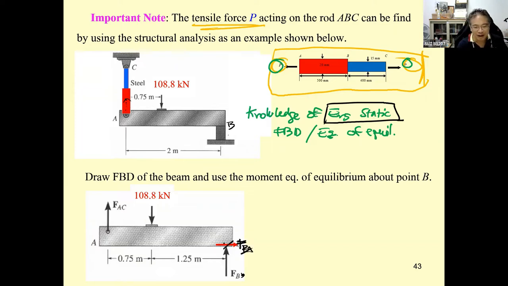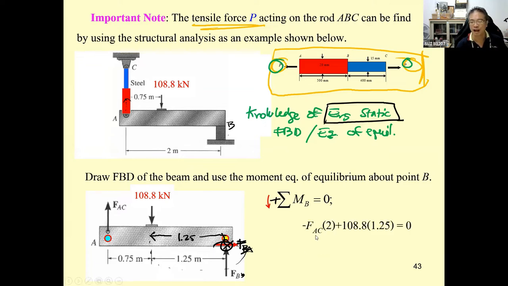And then you know to eliminate F sub BY and F sub BX, just take the moment at point B. Counterclockwise is positive. So 108.8 times 1.25 is going to produce a positive moment, and F sub AC times 2 is going to produce the negative moment. And then you get F sub AC to be 68 kilonewton, the same as before.